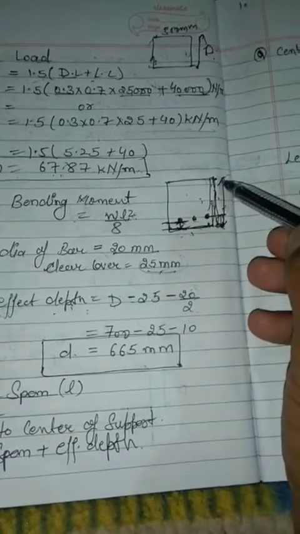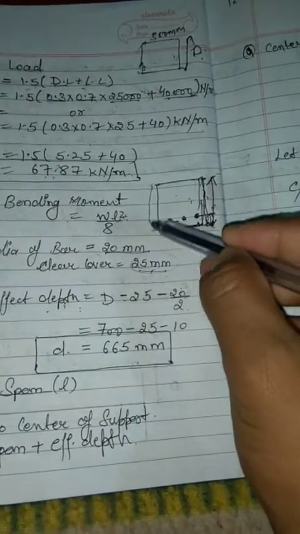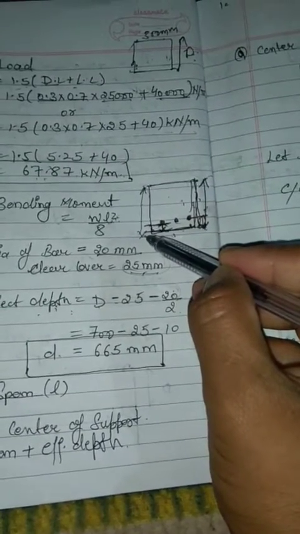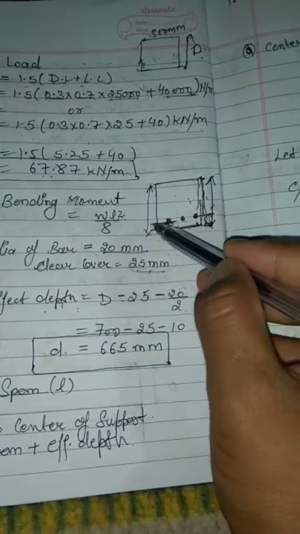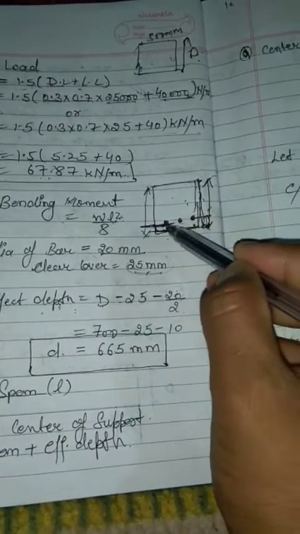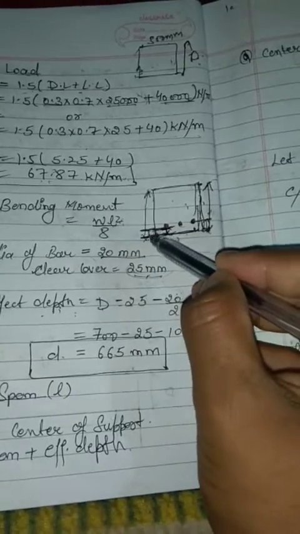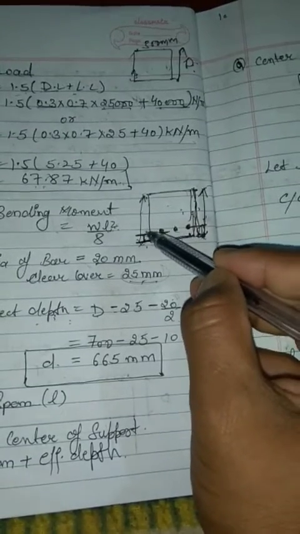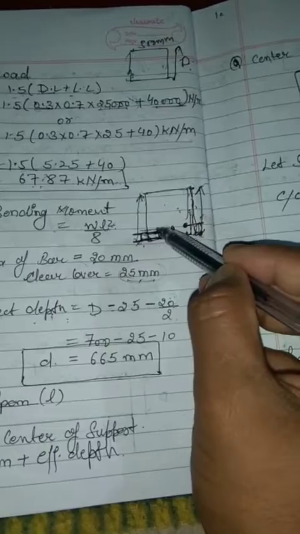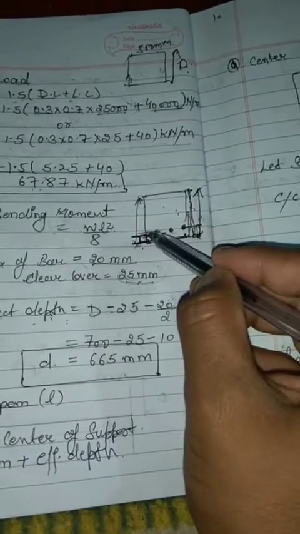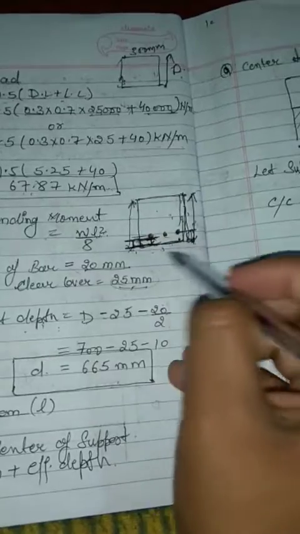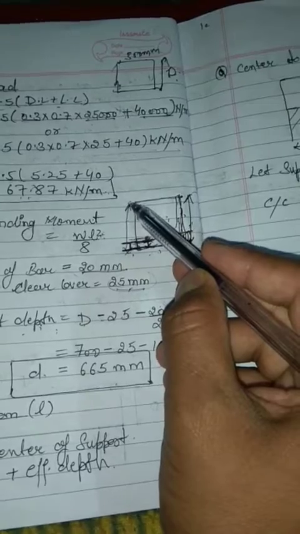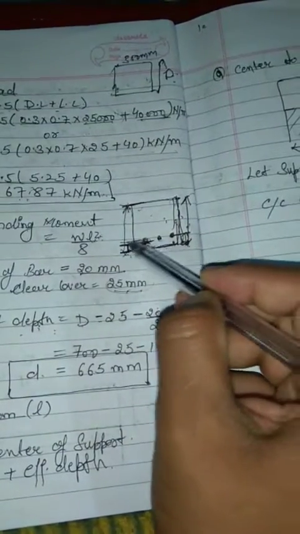If you can see here, this is the overall depth of the section. From this overall depth, we are subtracting the clear cover. Clear cover is from the bottom of the reinforcement to the end of the beam section. We are also subtracting half the diameter of the bar. This is what we call the effective depth. Effective depth is the depth from the top of the section to the center of the reinforcement.